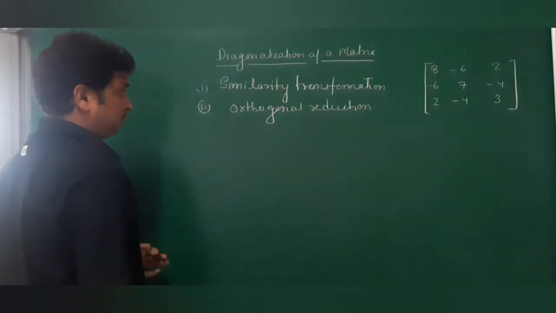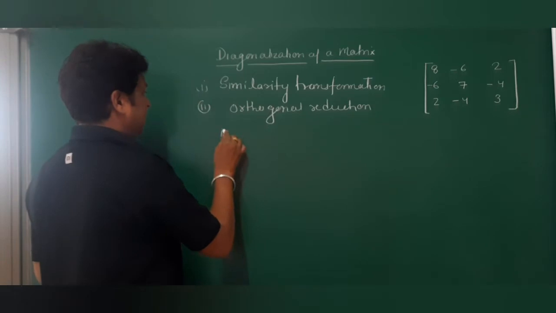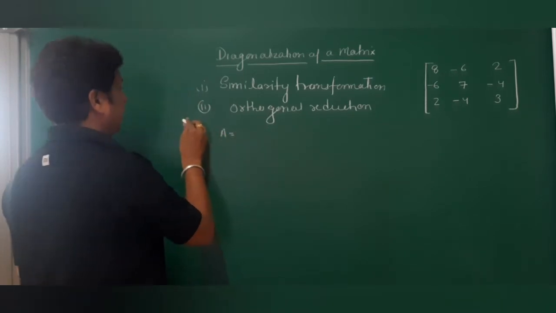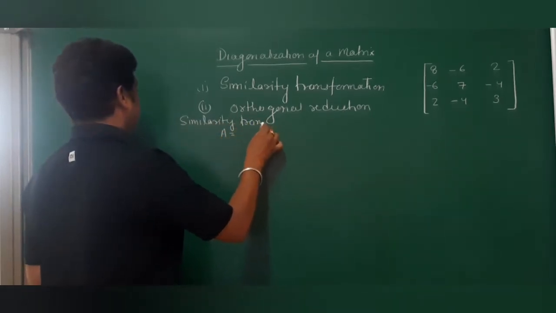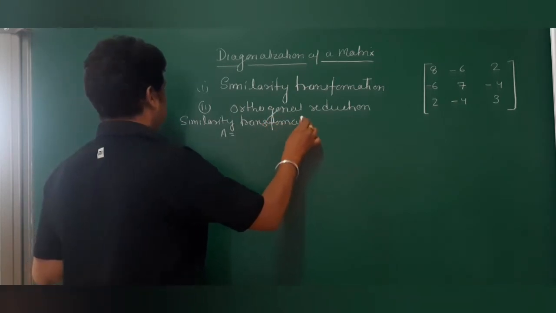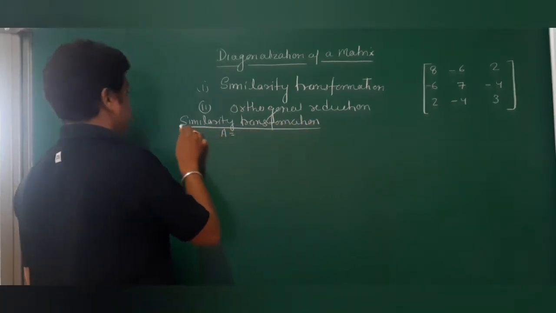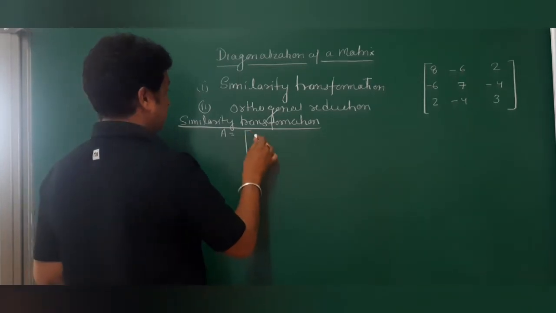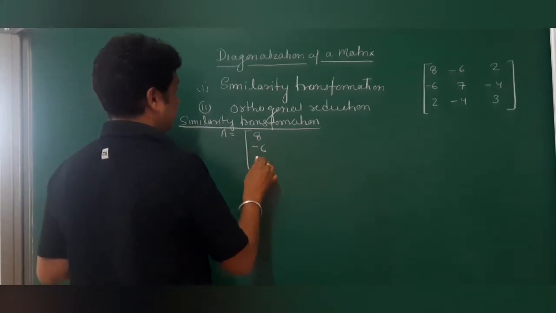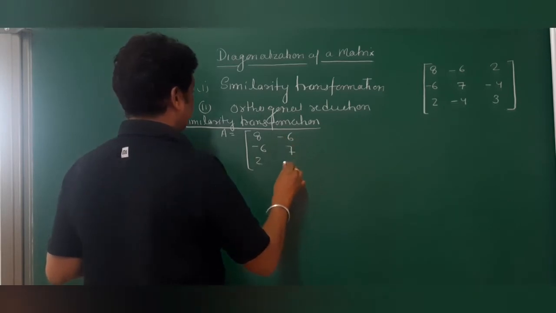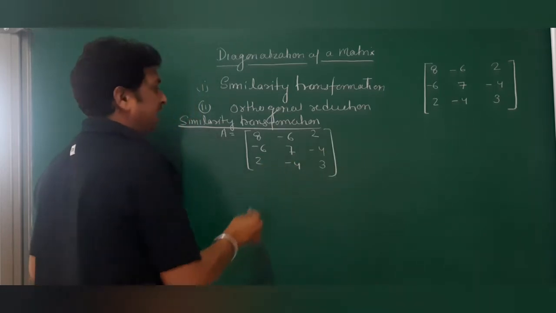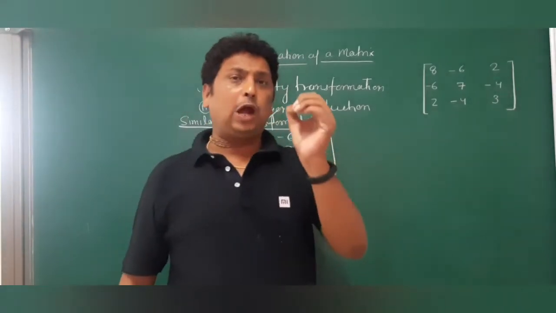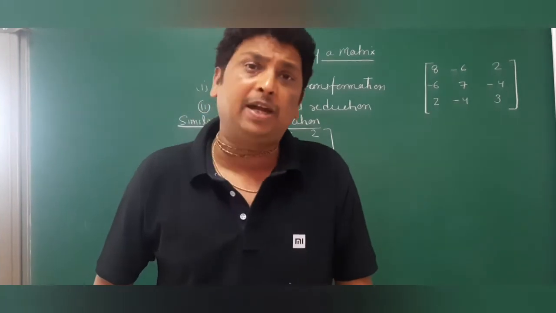Now, I will take one matrix. Matrix already I have taken. So first I will go for similarity transformation. So this matrix is given and the question is: diagonalize the given matrix using similarity transformation.